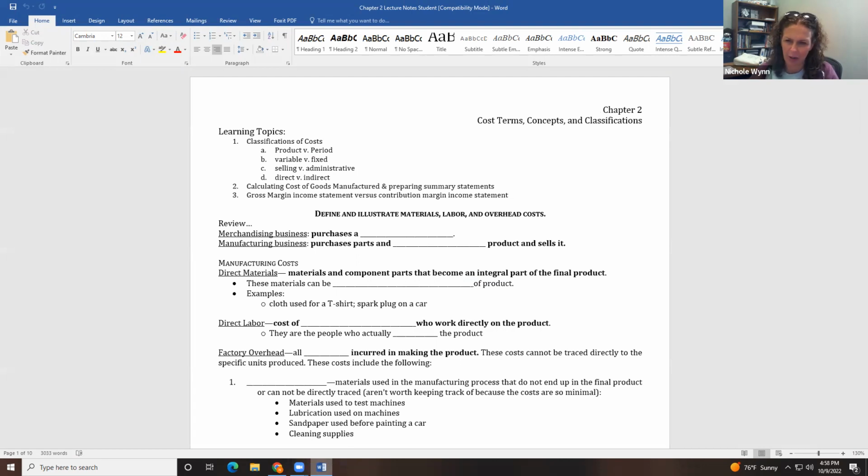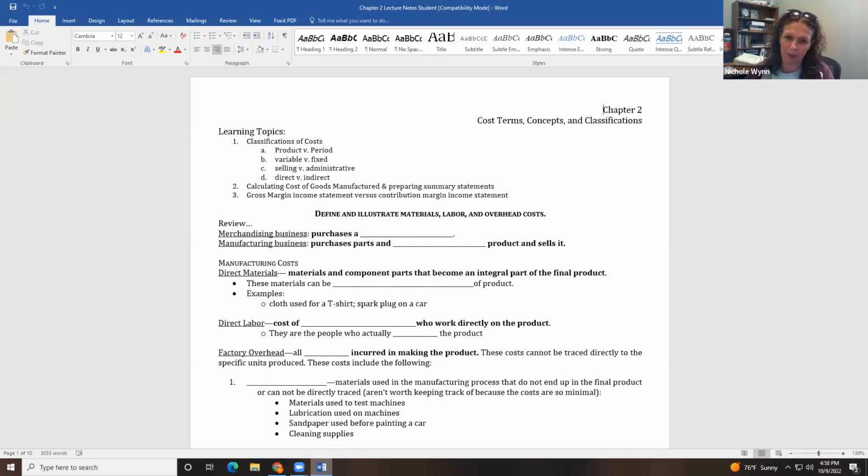But just to summarize that, just so you guys know, managerial is focused on managers and how to help them make decisions using accounting. So we don't do a lot of debits and credits and journal entries. What we focus on is how to use accounting information for decision-making purposes.